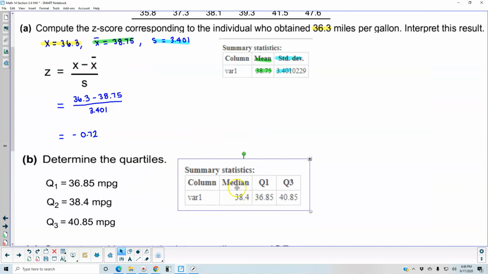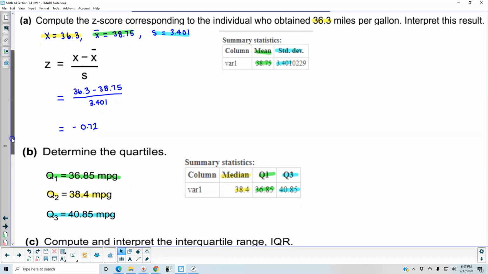So the median represents our quartile 2. Quartile 2 is 38.4 miles per gallon. Quartile 1 is 36.85 miles per gallon. And quartile 3 is 40.85 miles per gallon. So now we've answered the question for Part B, again by using StatCrunch.